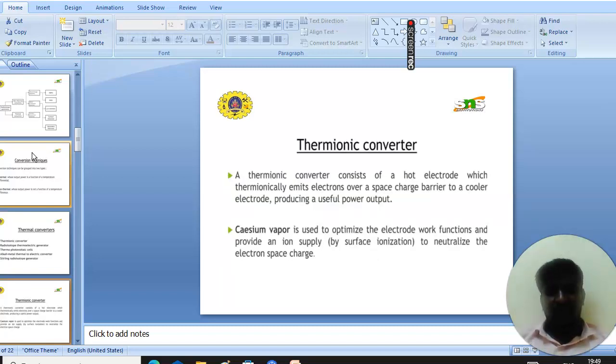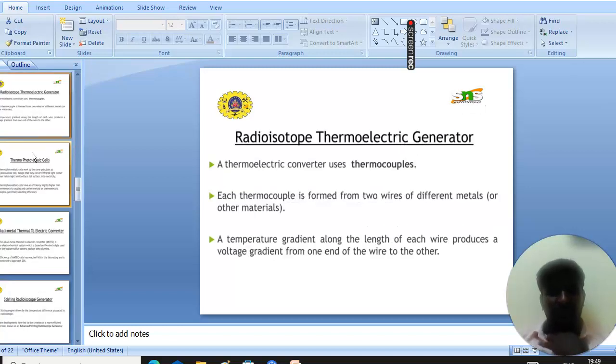First, we'll see the thermionic converter. A thermionic converter consists of a hot electrode which thermionically emits electrons over a space charge barrier to the cooler electrode, producing a useful power output. Cesium vapor is used to optimize the electrode work functions and provide an ionic supply with the help of surface ionization to neutralize the electron space charge.